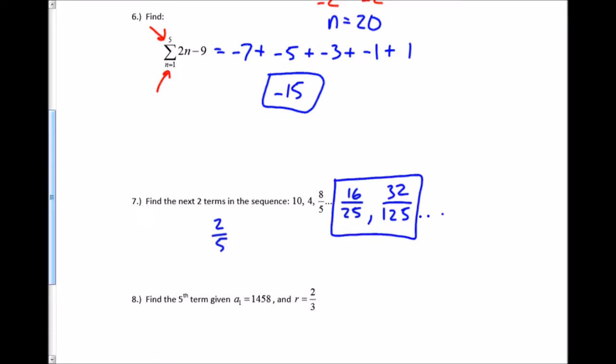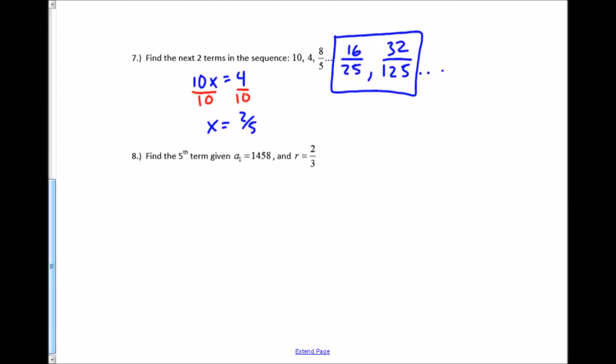Okay? If we're unsure about what we're multiplying by, just work backwards. Just ask yourself this question: 10 times something, I'll call it x, equals 4. What does that something have to be? Well, I just have to solve for x. 10 times something equals the next term, and it happens to be 4 over 10, which is 2/5. That's the thing I'm multiplying by each time. You can always work backwards.